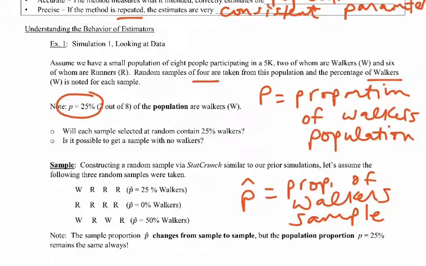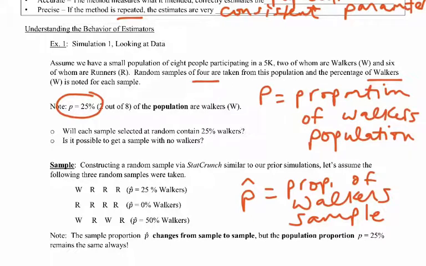The population parameter, that proportion, does not change. There will always be 2 out of 8 walkers in this population. That's not going to fluctuate. The population parameter is what it is. It doesn't change. The question, though, is will each sample, if we randomly select it, contain 25% walkers?